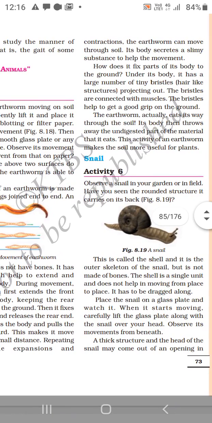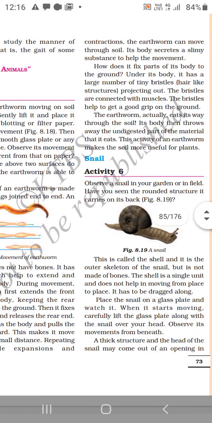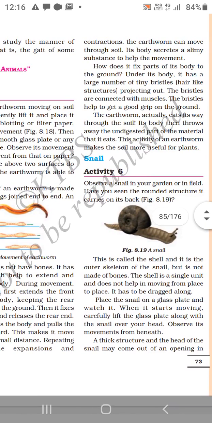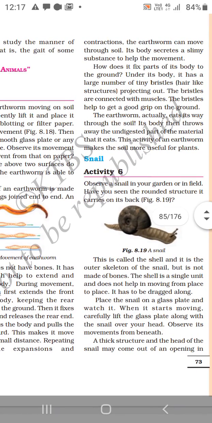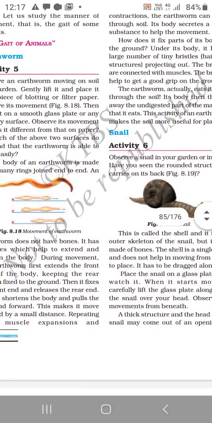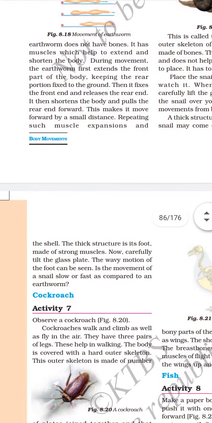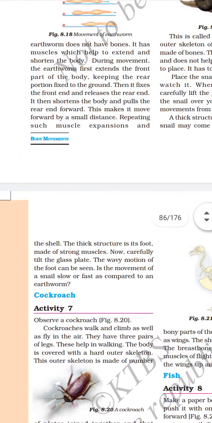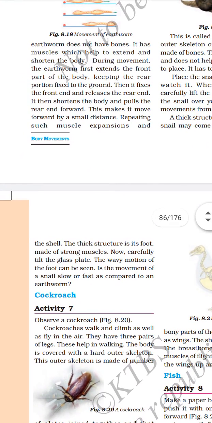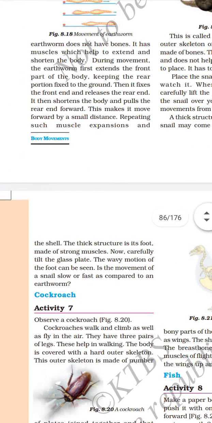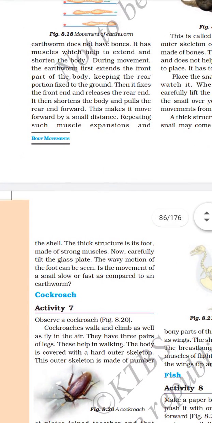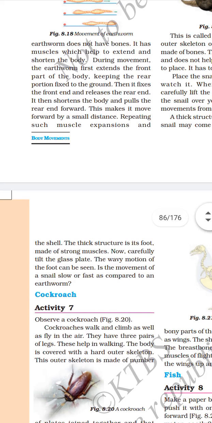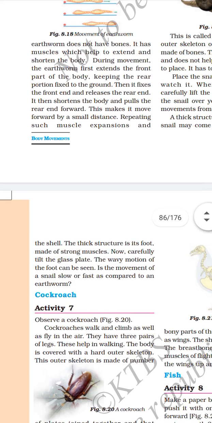Place the snail on a glass plate and watch it when it starts moving. Carefully lift the glass plate along with the snail overhead. Observe its movement. A thick structure and the head of the snail may come out of the opening in the shell. The thick structure is its foot, made up of strong muscles. Now carefully tilt the glass plate. The wavy motion of the foot can be seen. Is the movement of the snail slow or fast? The movement of the snail is slow compared to the earthworm.